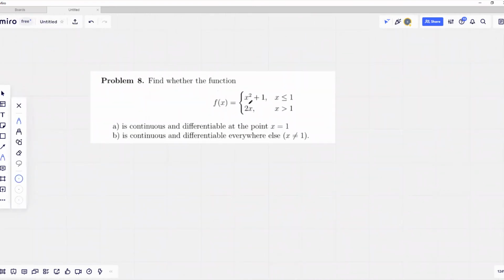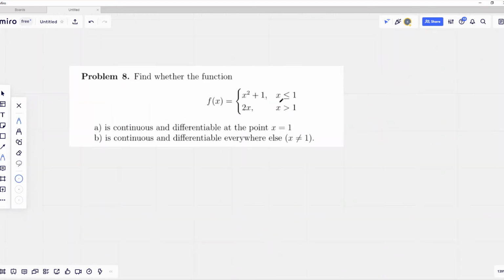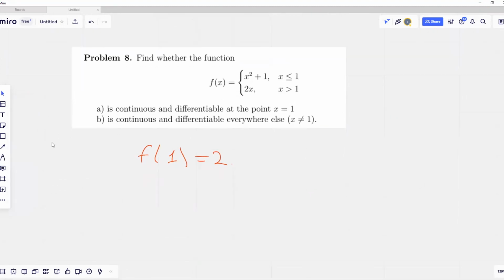Let's find whether this function here is continuous and differentiable at the point x is equal to 1. First, let's check for continuity. When we substitute x is equal to 1, the value of our function is equal to 2. All right, now let's see whether this limit approaches 2. It indeed approaches 2.